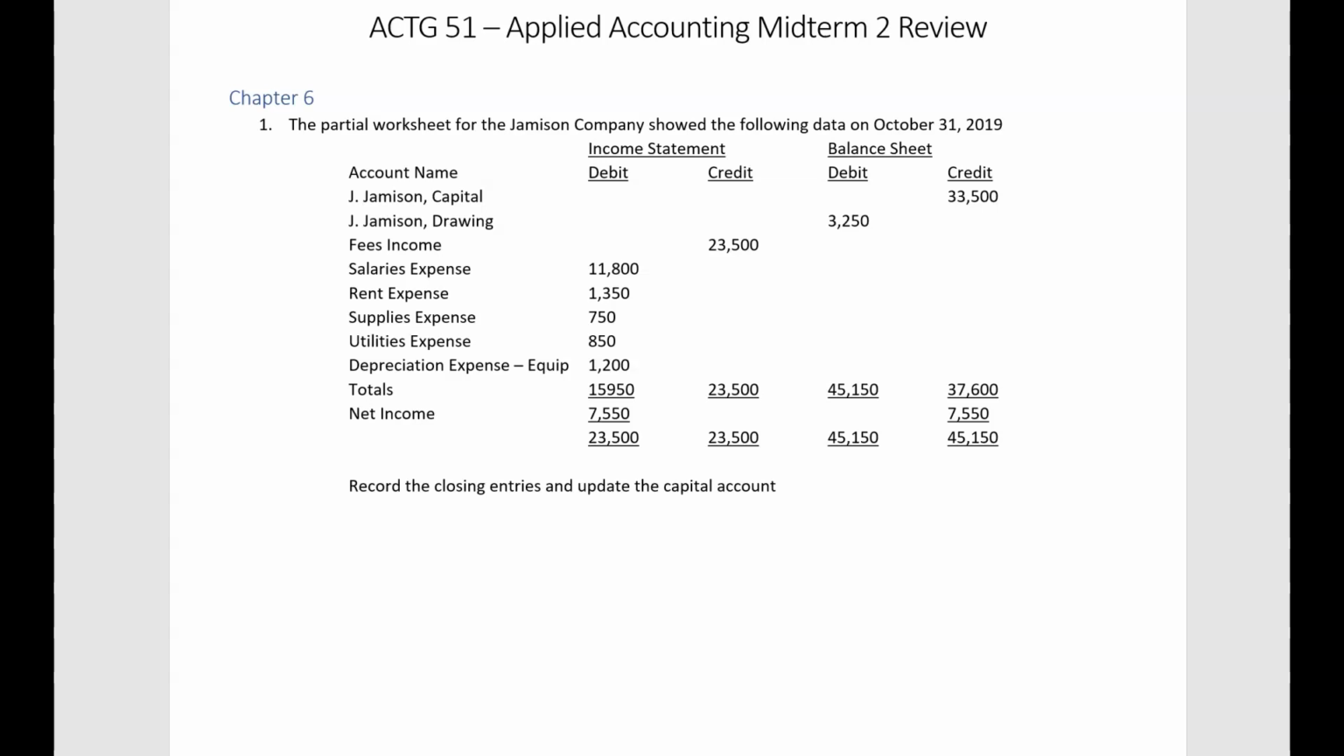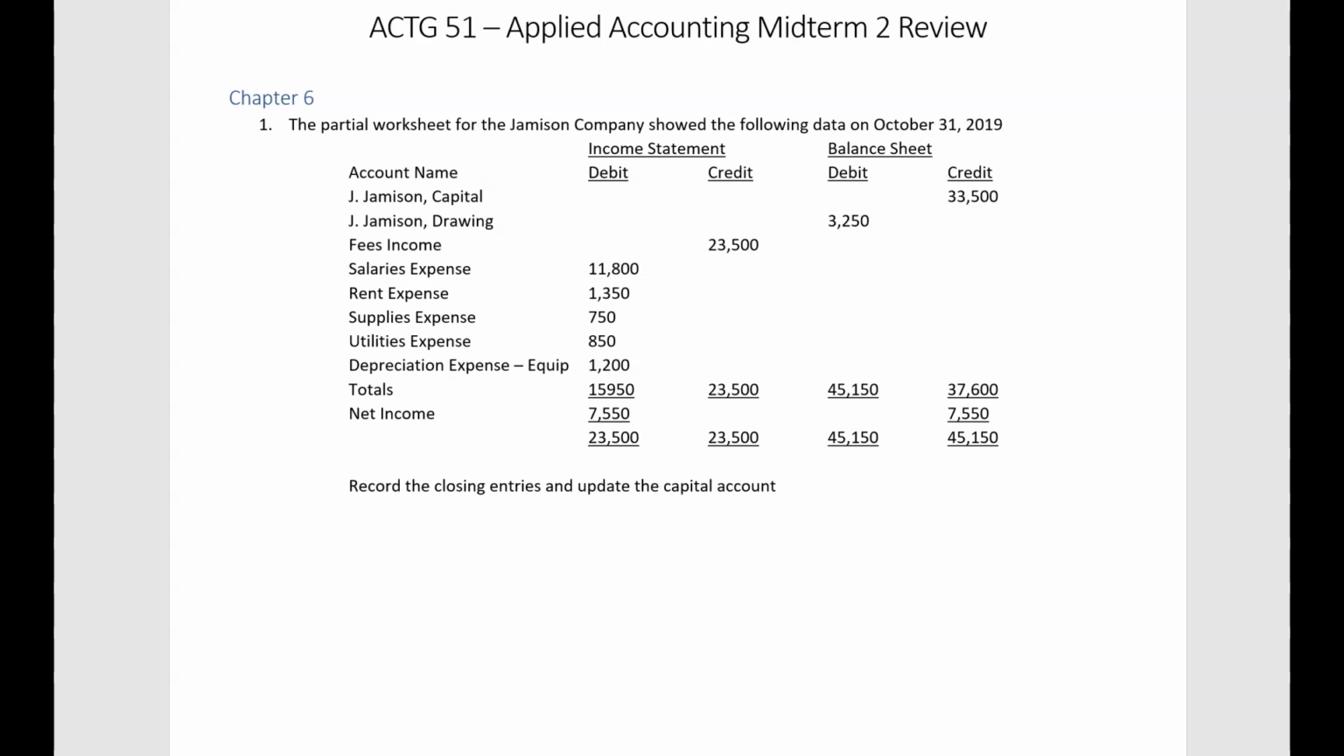Okay, this is the midterm review for our test that we have coming up next week, and I have it separated out by chapter. We're going to start with chapter 6. What you have here is a partially done worksheet, and we're going to record the closing entries and update the capital account.